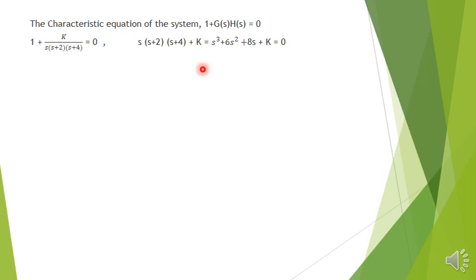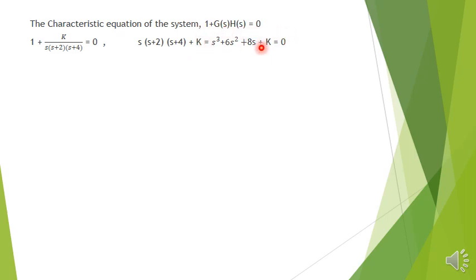To find the intersection with the imaginary axis, once again we need the characteristic equation. The characteristic equation 1 plus G(s)H(s) equal to 0, that means 1 plus K divided by s into (s plus 2) into (s plus 4) equal to 0. So the characteristic polynomial I will get as s(s plus 2)(s plus 4) plus K, that is s cube plus 6s square plus 8s plus K equal to 0.